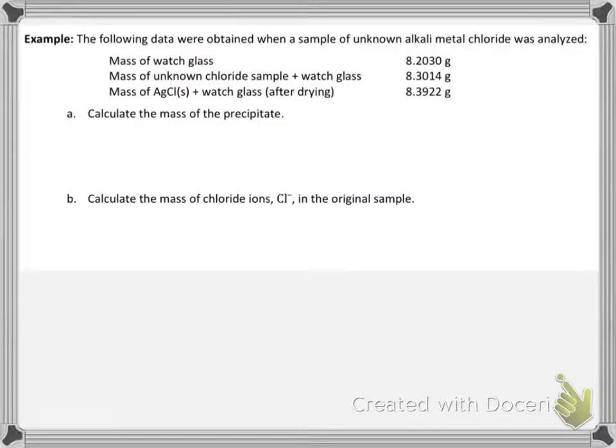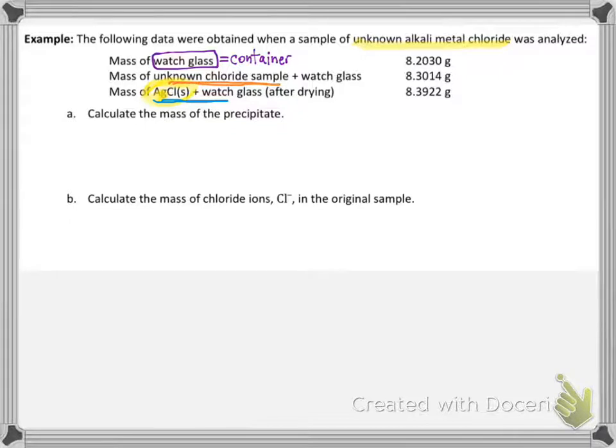In this example, we collected data when we had an unknown alkali metal chloride, and we basically reacted it with something that had silver in it, because that will form a precipitate of silver chloride. So we measured the mass of the watch glass. That's just the container, basically. And then you get the mass of your unknown chloride sample, that's your impure stuff, with the watch glass. And then at the end, you have the mass of the precipitate that was formed, the silver chloride, and it's still on the watch glass.